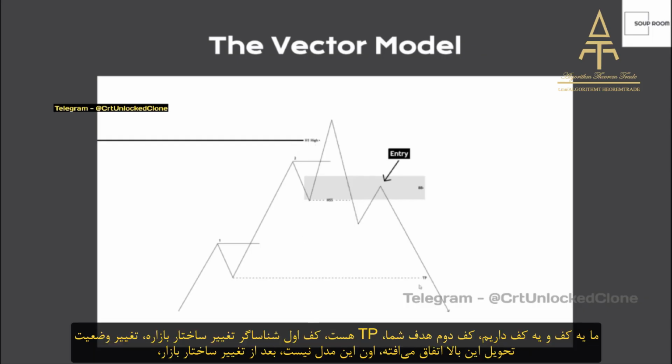We have a low and a low. The second low is your target, TP. The first low is the identifier of the market structure shift. The change in state of delivery occurs up here. That is not this model.